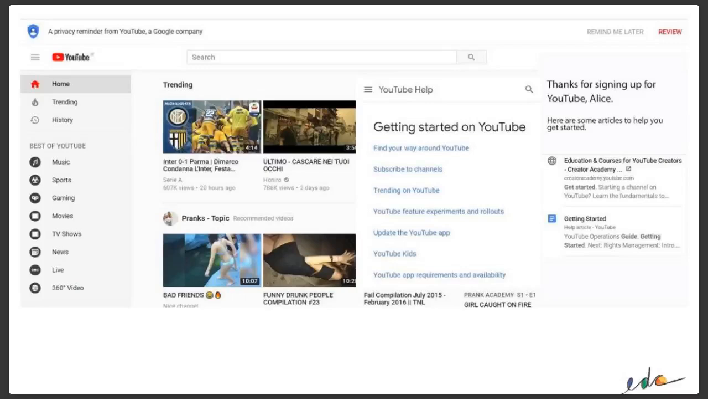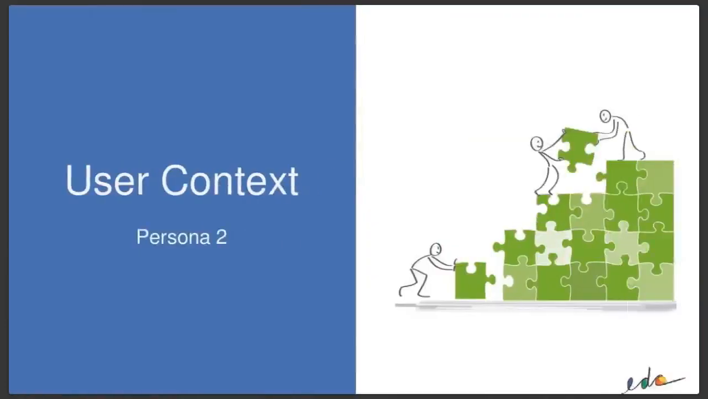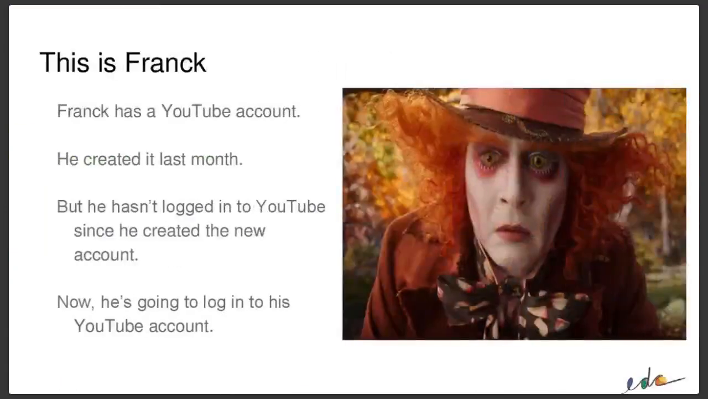Okay, so now we've offered up this information and it's in the software and it's personalized. So let's take a look at another user with a different context. So I'm calling this user Frank. Now, Frank already has a YouTube account. He has already signed into YouTube at least once.